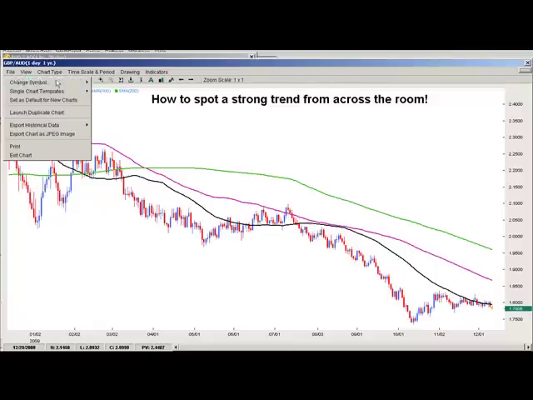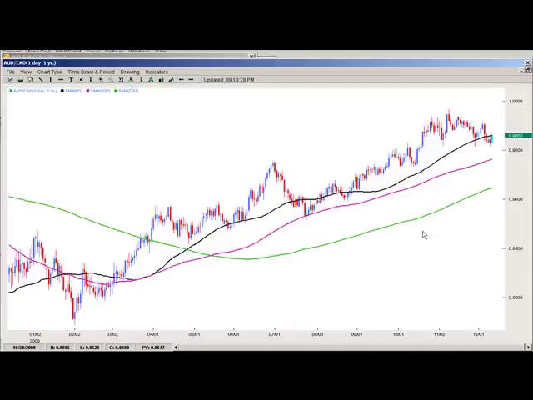I'll show you another pair that's another example headed in the other direction. This is the Aussie CAD. 50 SMA is up, the purple 100 SMA is up, the 200 SMA simple moving average is up as well. All three wide and separated apart, so therefore the trend is up. And again, if I were back across the room, I could see these three colored lines, which direction they were headed and if they were in proper alignment or not. So this is a good example. So I would want to be looking for buying opportunities.